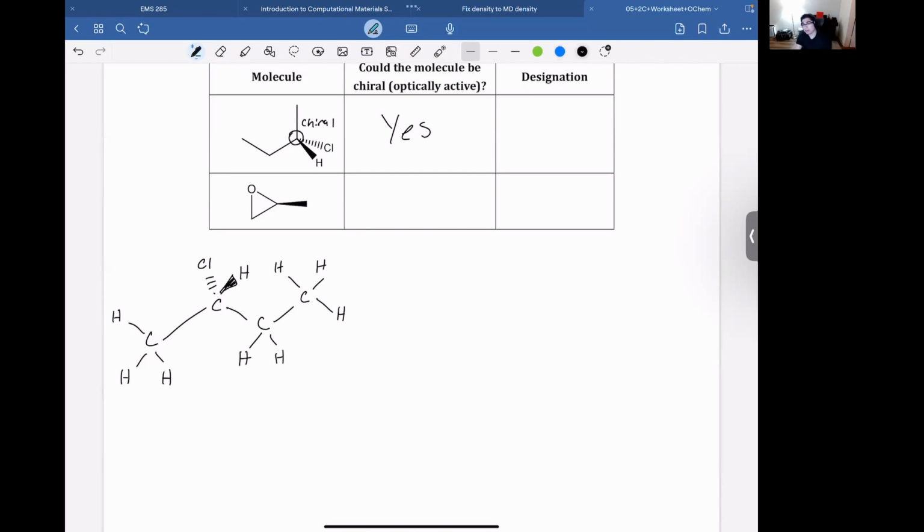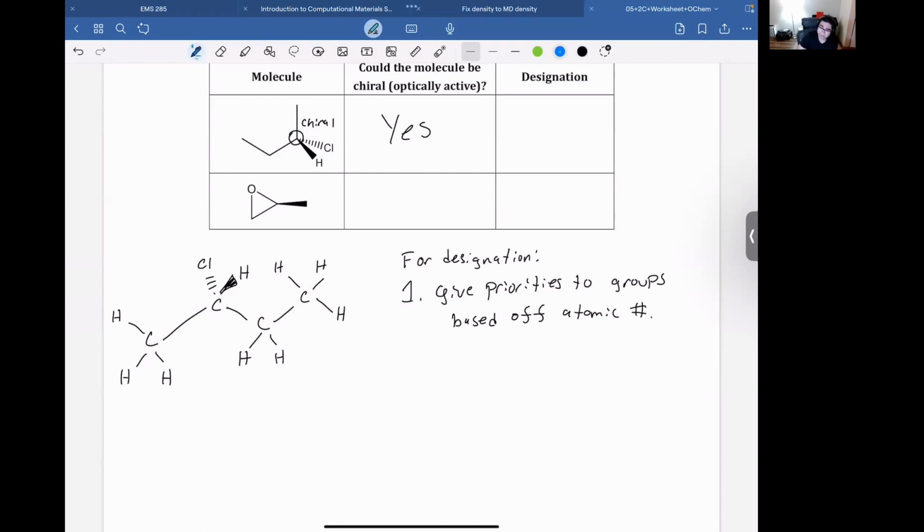What we're using here is the Cahn-Ingold-Prelog rules to label this as R or S. So how do you do it? You go based off of atomic number. So for designating stuff, you give priorities to groups based off of atomic number.